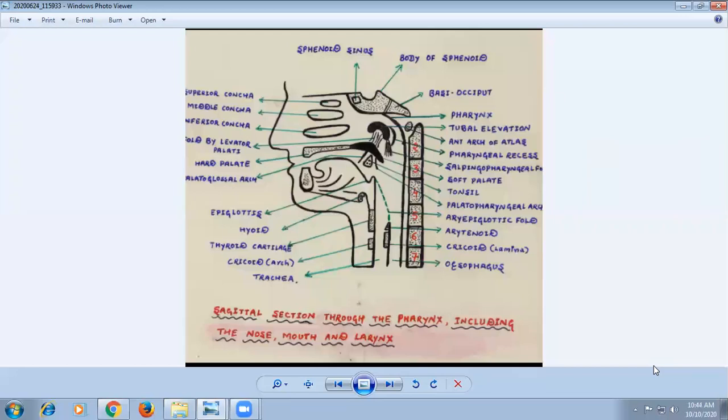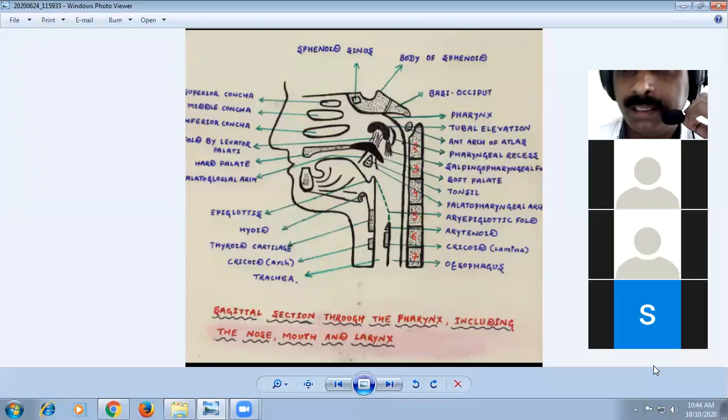So this is all I have covered on the pharynx, and afterwards, if anyone wants to suggest any topic, you can suggest. Then we can plan for that.